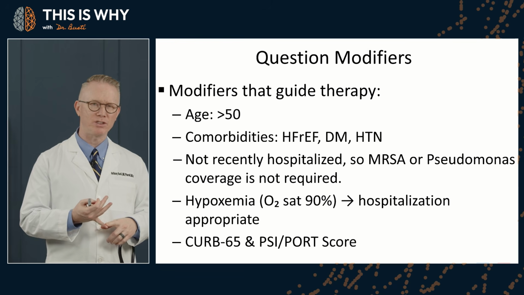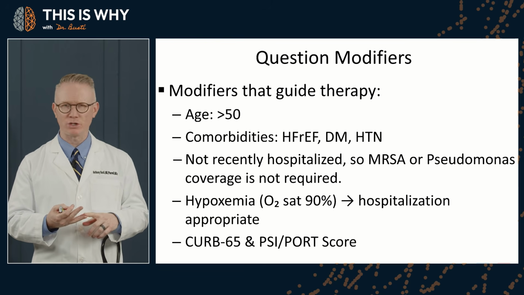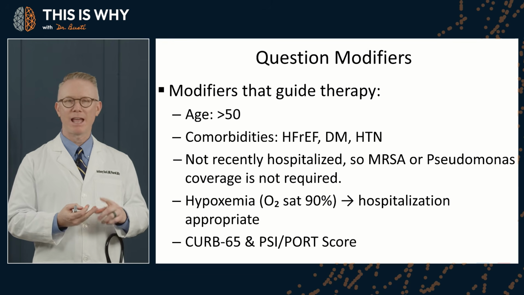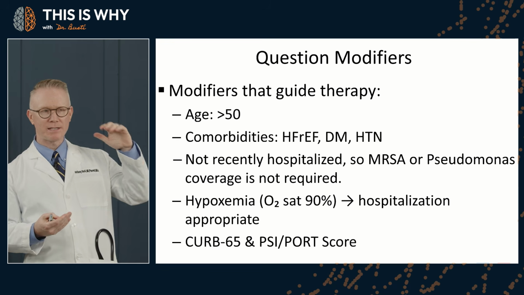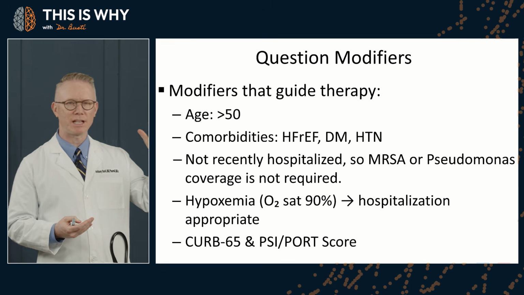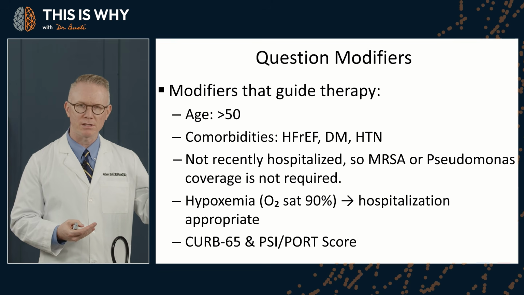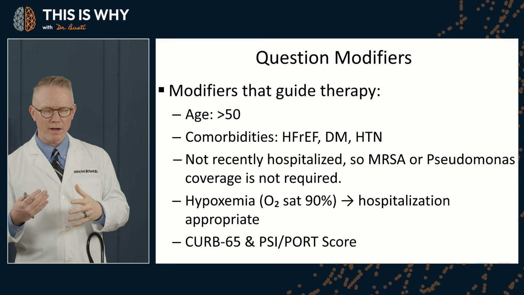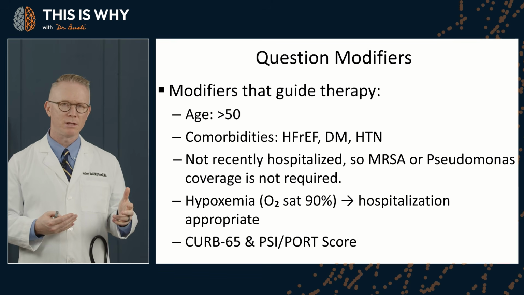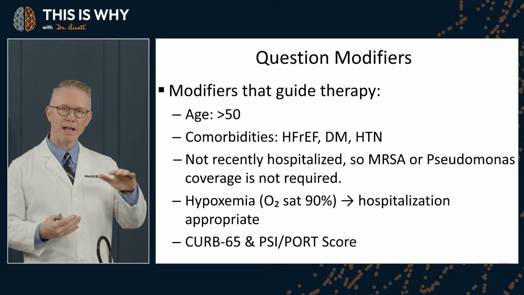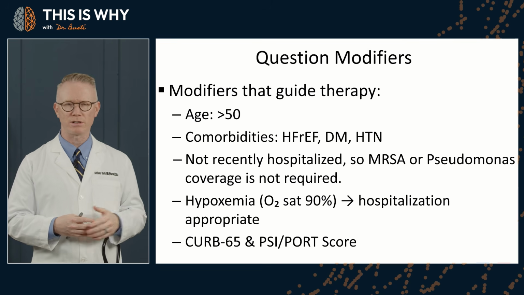So the patient's age is over 50. He has comorbidities of heart failure with reduced EF, diabetes, and hypertension. So you're stacking these comorbidities, and as I presented at the beginning, these patients tend to be at higher risk for complications. Now, he's not been recently hospitalized, so the risk of having exposure to obvious or apparent MRSA or even Pseudomonas is not likely there. That's what eliminates some of the other options that we'll come back to in a second, in the answer choices.